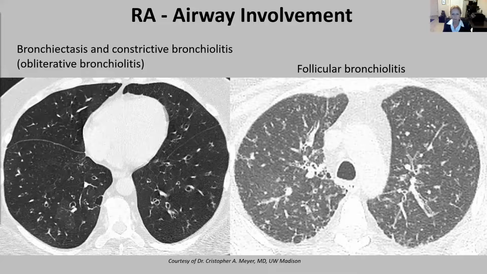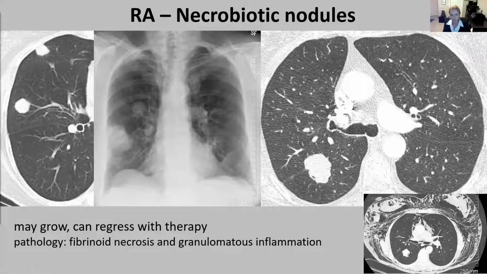Airway involvement can manifest as bronchiectasis, constrictive bronchiolitis, and follicular bronchiolitis. Patients may have necrobiotic nodules. These nodules can grow. They may also regress with therapy. In this patient, the nodules were growing, therefore biopsy was performed, and this was confirmed to be related to the patient's known rheumatoid arthritis.